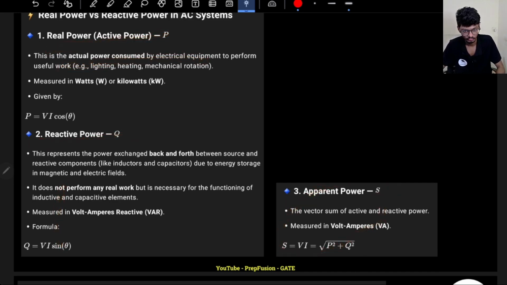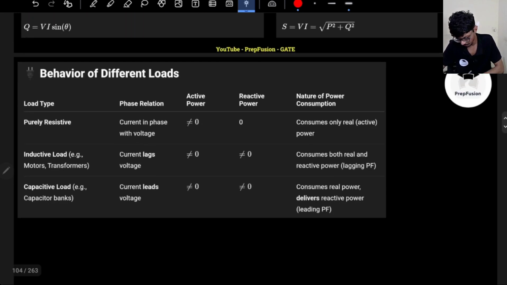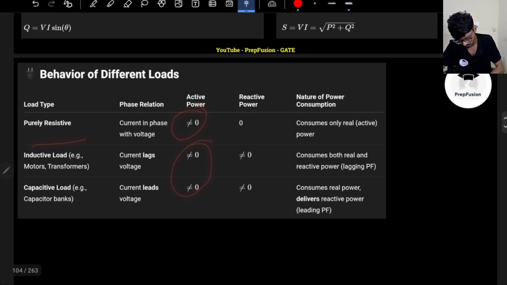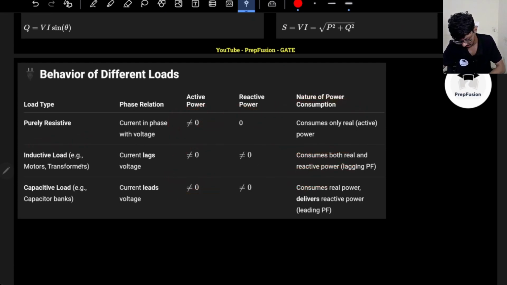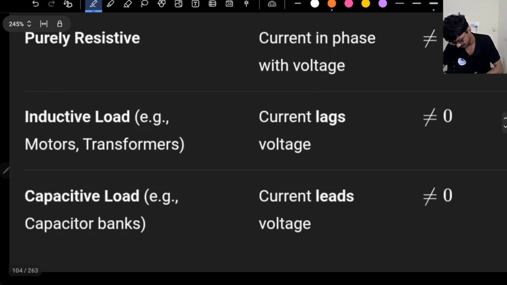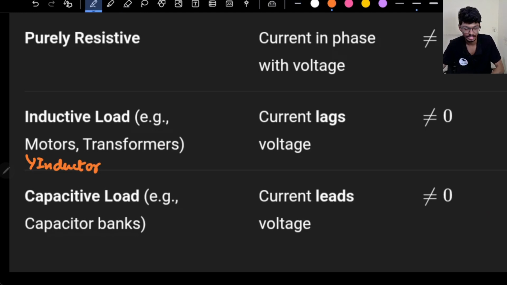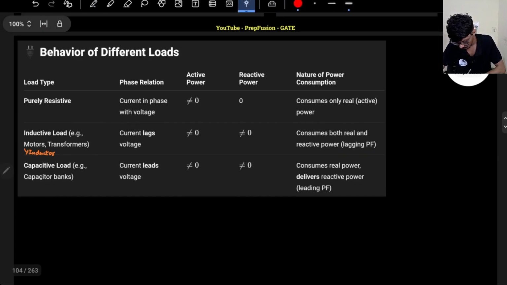This is just a quick overview. Now, summary: for a purely resistive load, active power will always be 1, but reactive power will be 0. An inductive load will consume reactive power, like induction motors and transformers. But not all motors: induction motors always consume reactive power, but synchronous motors can sometimes consume or deliver reactive power, depending on the type of excitation, which we will discuss. Capacitive loads consume real power and deliver reactive power.